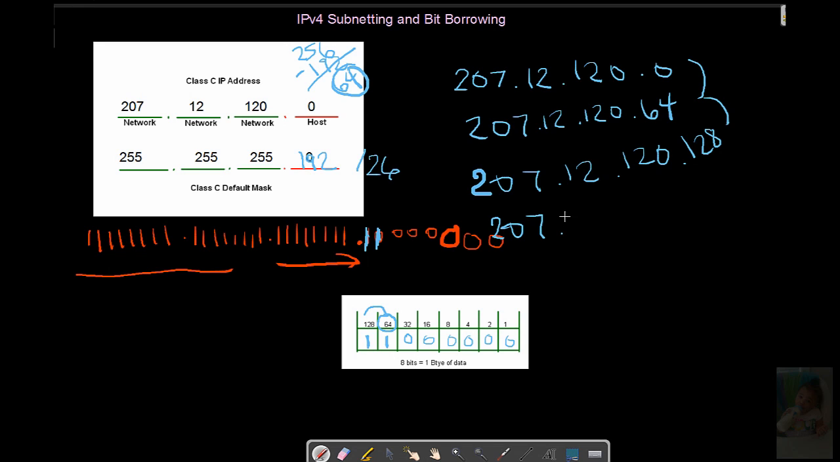207.12.120.192. Another additive of 64. Now we have our 4 networks. This is going to max us out because from 192, our 64 addresses from that point forward gets us to 255, which is the last possible value we would be able to have in that octet. We're in the last octet, that means we're maxed out. We're done.